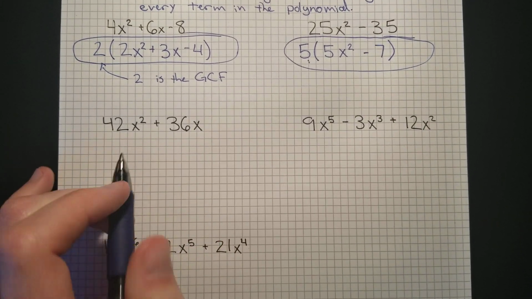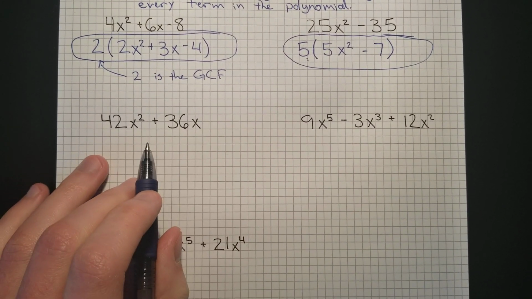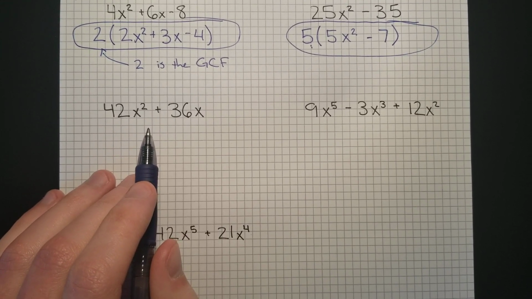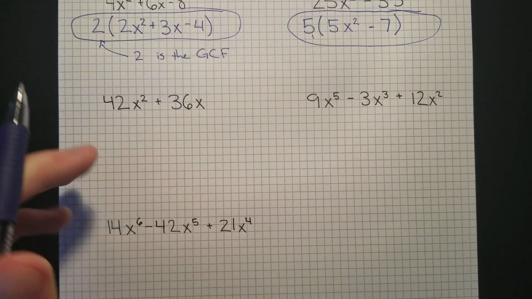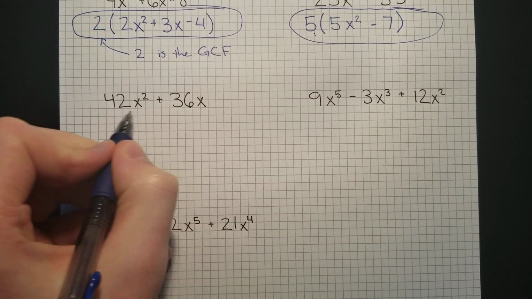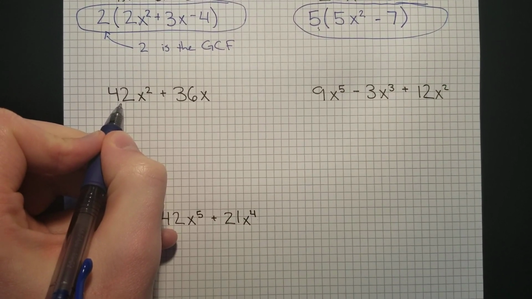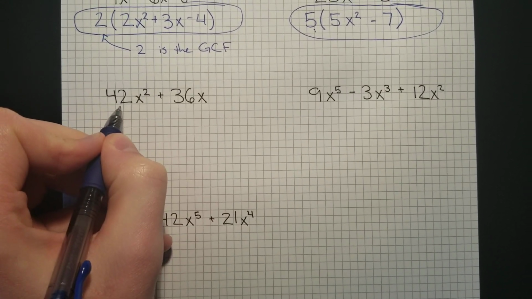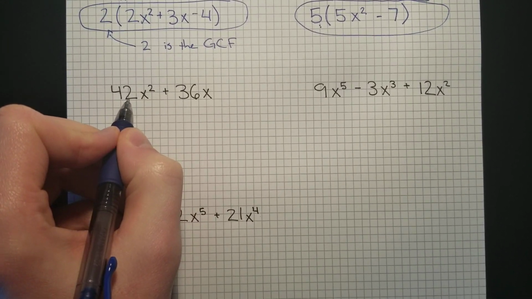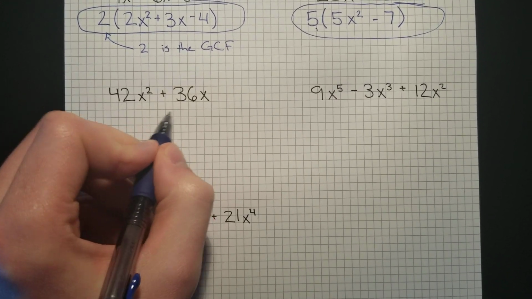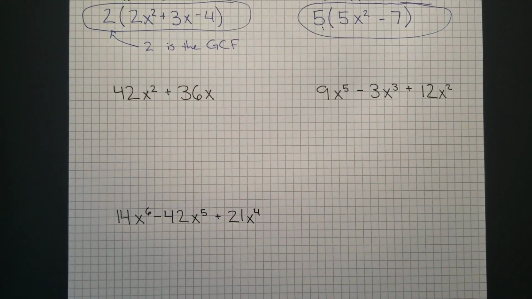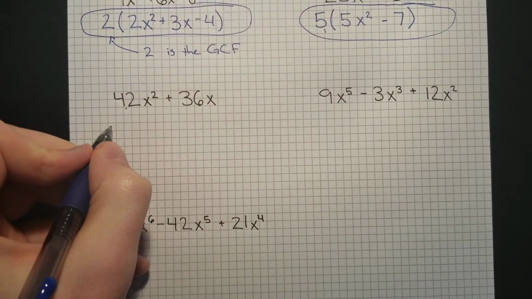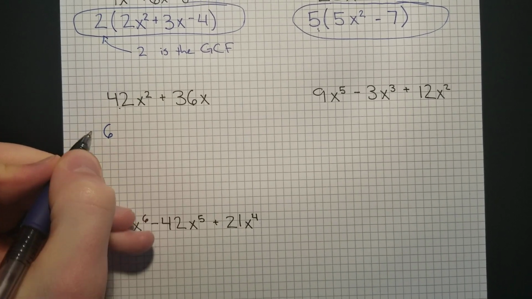Sometimes, we're going to think about this kind of example. Sometimes the greatest common factor can be something that is not just a number. We'll talk about that in a second. So in this example, we want to think about what's the largest number that goes into both 42 and 36. Well, a 2 would go into both of those. That would work. And also 3 would go into both of those. 3 is greater than 2, so that would work as well. But the biggest number that goes into 42 and 36 is 6.